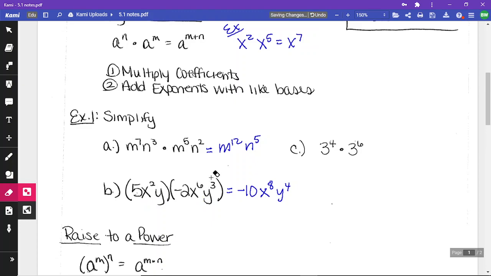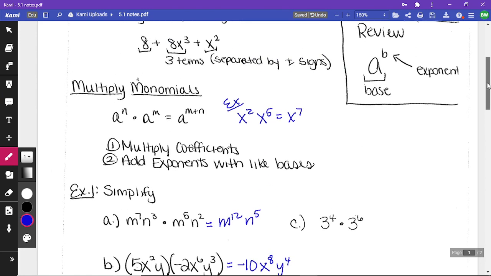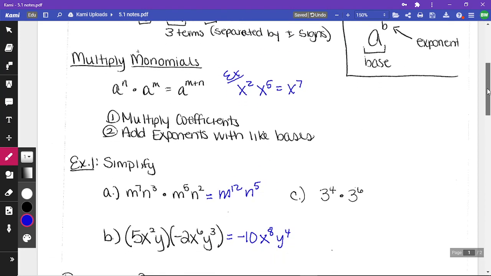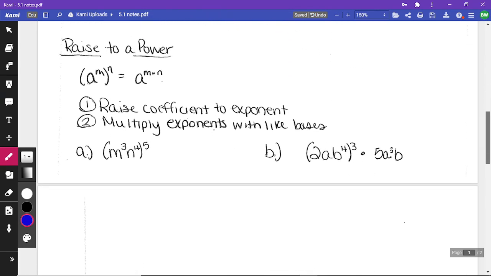Okay, so let's go on to the next operation, which is to raise to a power. So we have a to the m here, which is a base raised to the power of m, but then we're raising that to the power n. And in that case, you simply multiply the m times the n.